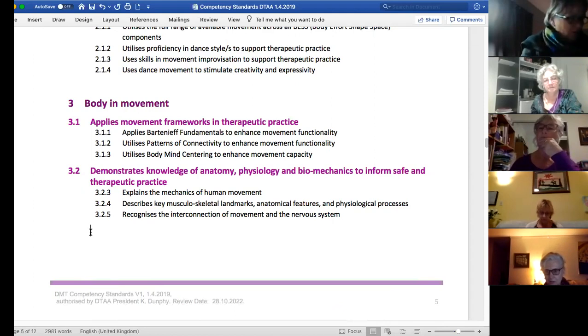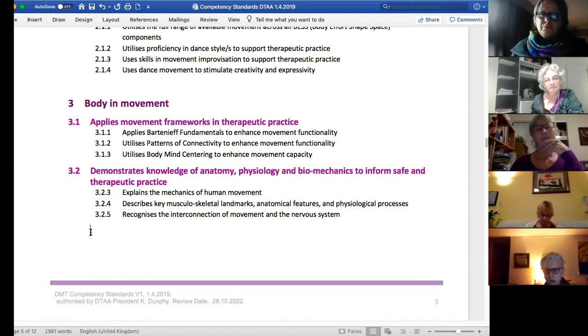And one thing we haven't actually mentioned very clearly here is this idea of competencies: what a basic beginner level dance movement therapist should be able to do. Because this topic has come up now twice in comments, we're wondering whether we might want to change that to say that, for example, a beginner or basic level dance movement therapist might not necessarily be able to utilize body-mind centering, but recognizes body-mind centering as a system that enhances movement capacity.